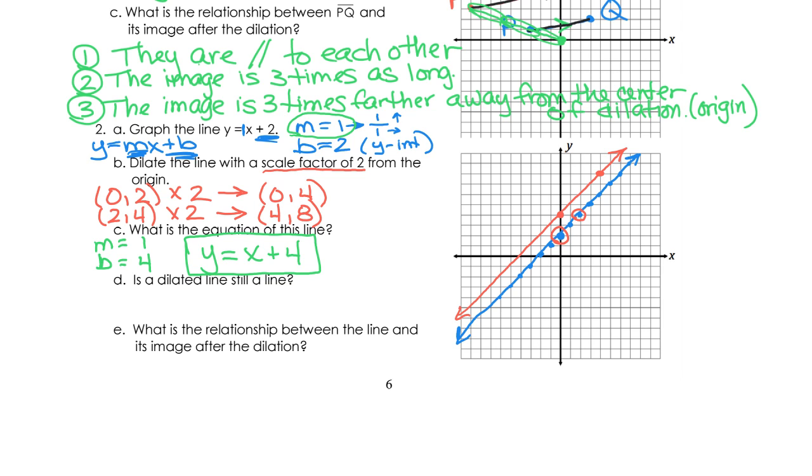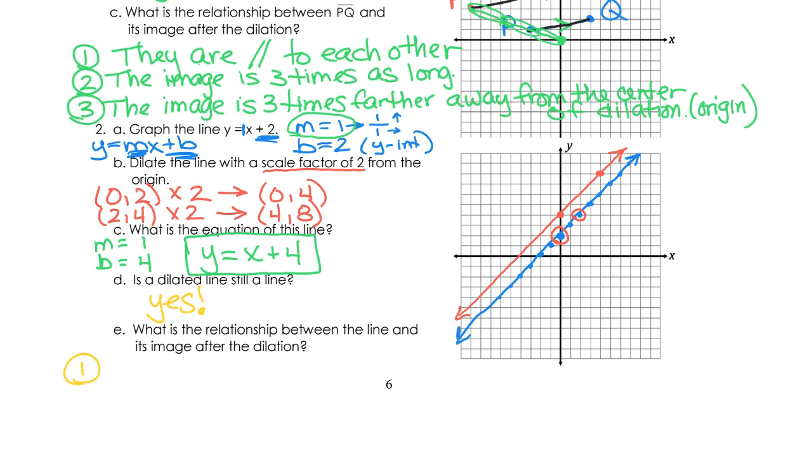Okay, so you usually just keep the same first part of the equation. The y equals always stays the same for all equations. Okay, because the slope stays the same. The 1x that we originally had stays the same. And then our y-intercept gets multiplied by the scale factor. Okay. Part D says, is a dilated line still a line? And the answer is yes. And part E says, what is the relationship between the line and its image after the dilation?